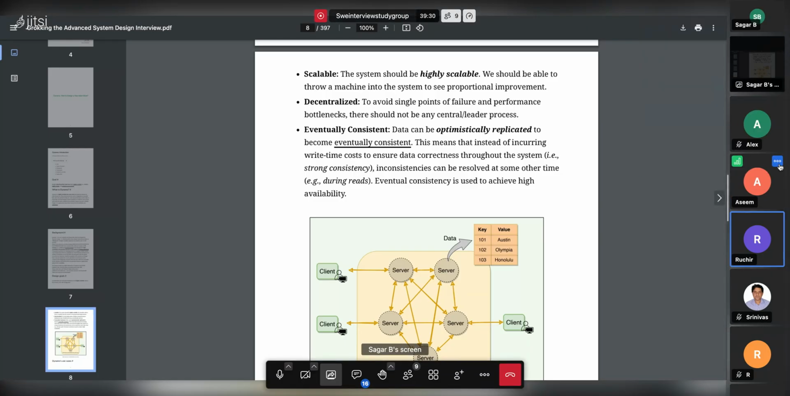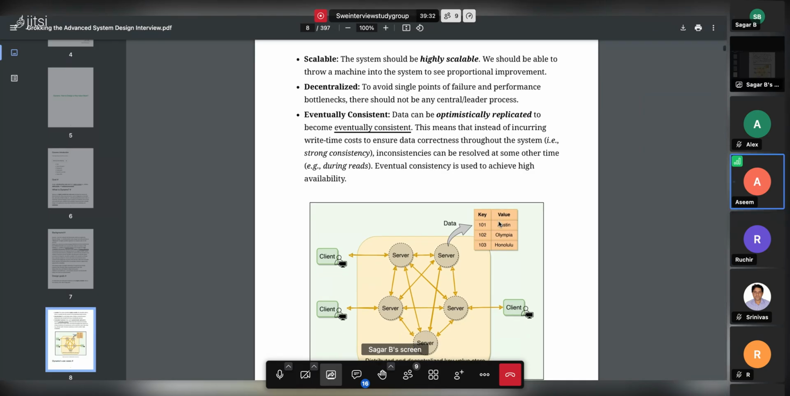Eventual consistency is used to achieve the high availability. Okay.